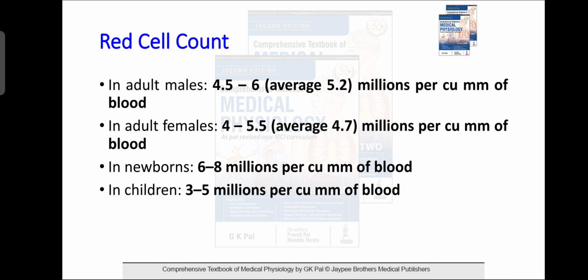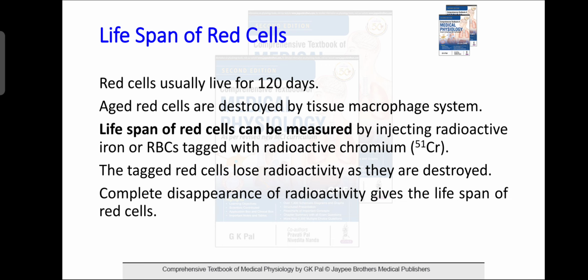Lifespan of the RBC is 120 days. After 120 days, RBC are destroyed by the reticuloendothelial system, that is the tissue macrophage system. The lifespan of the RBC can be measured by injecting RBC tagged with radioactive chromium. Tagged red cells lose radioactivity as they are destroyed. Complete disappearance of the radioactivity gives the lifespan of the RBC.